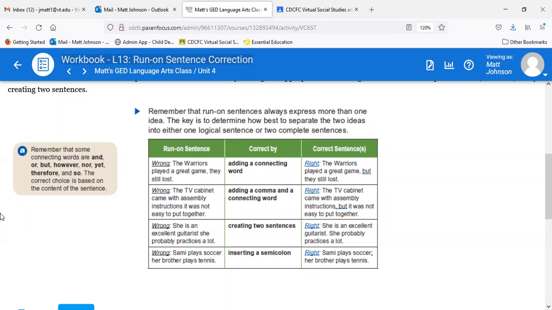The next one, so incorrect. The TV cabinet came with assembly instructions. It was not easy to put together.